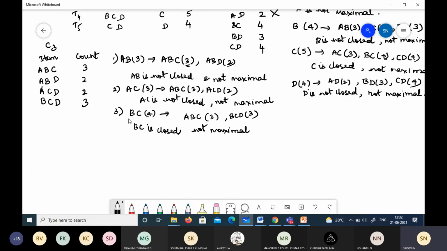So moving on to the next one, BD. We have ABD, which is 2, and BCD, which is 3.